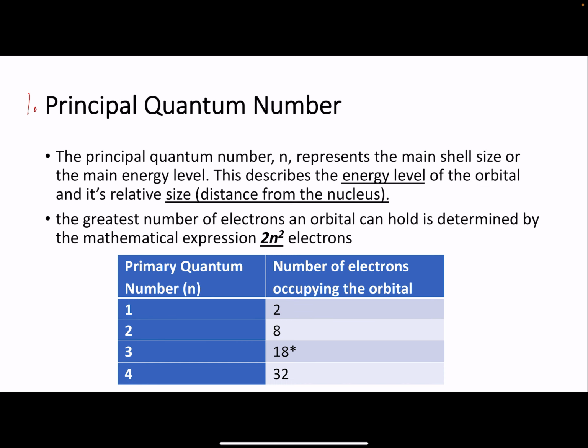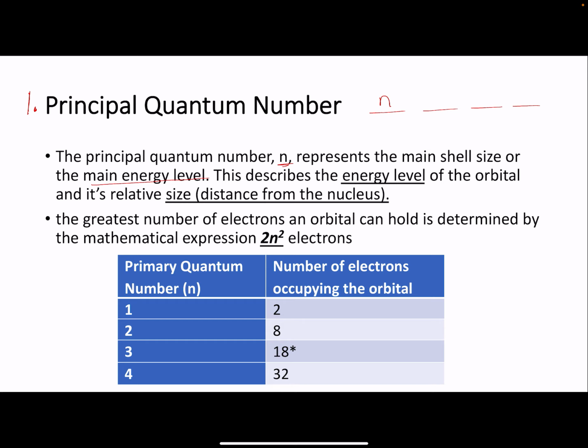The first number is called the principal quantum number. Right, so this is represented by the variable n. So if we line these 4 numbers up, the first one has a variable n. This is the energy level, or the size of the energy level. All right. Another way of describing this is its distance from the nucleus. As this value goes up, the size of that shell or energy level gets bigger. Right? It gets farther from the nucleus.